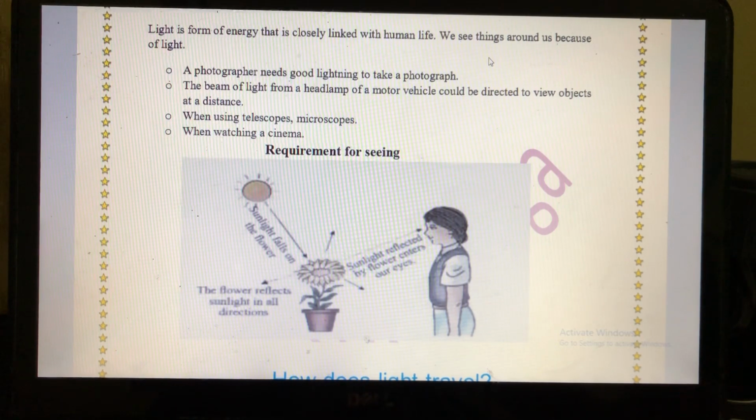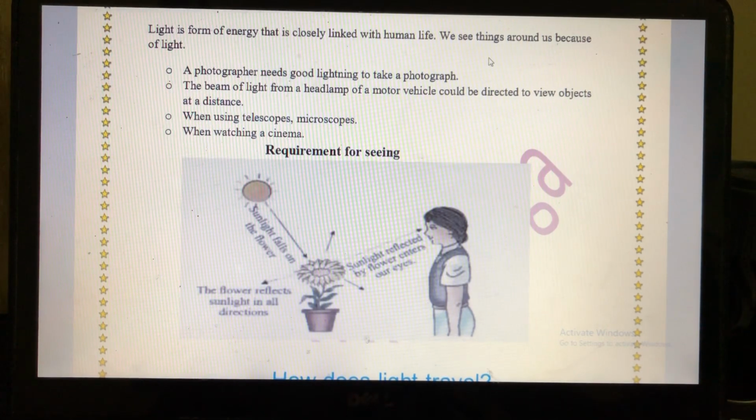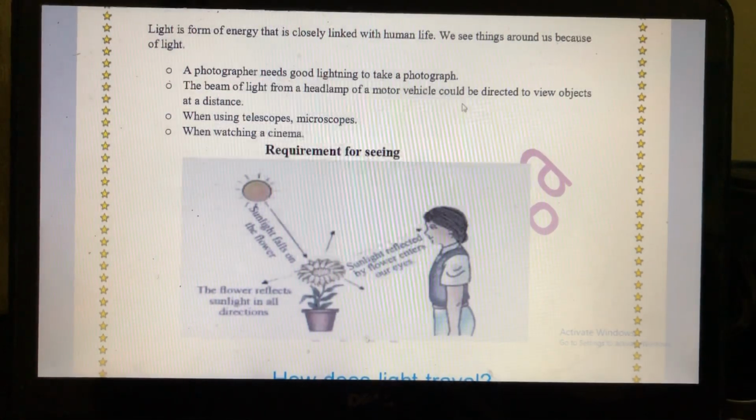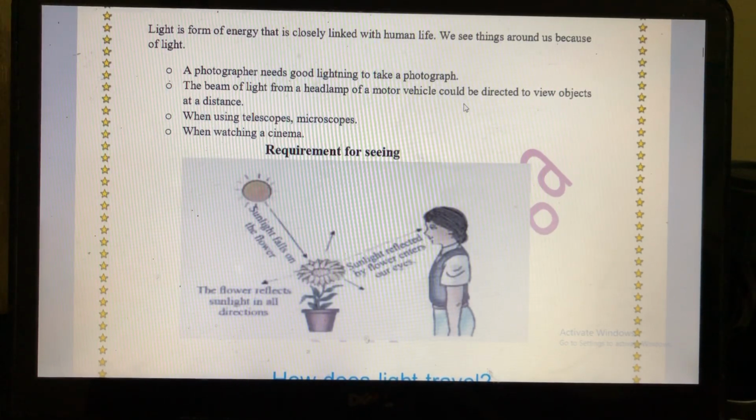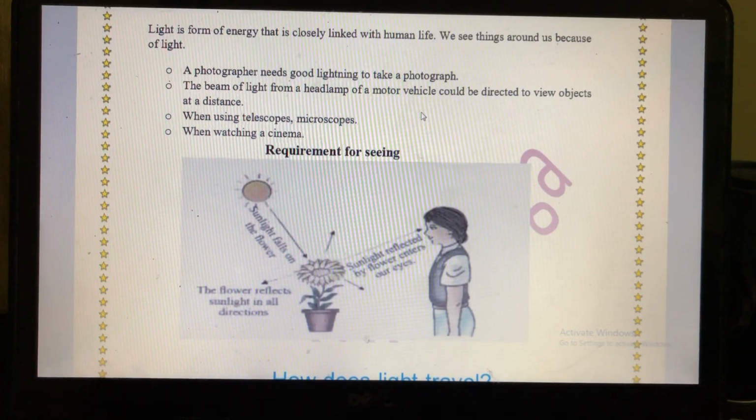A photographer needs good lighting to take a photograph. The beam of light from a headlamp of a motor vehicle could be directed to view objects at a distance, when using telescopes, microscopes, when watching a cinema. In these instances, we use light energy.